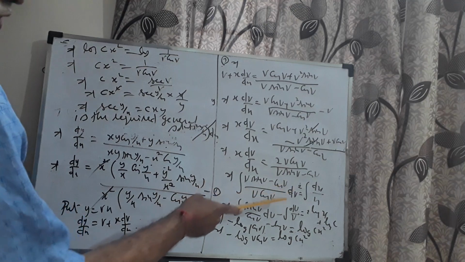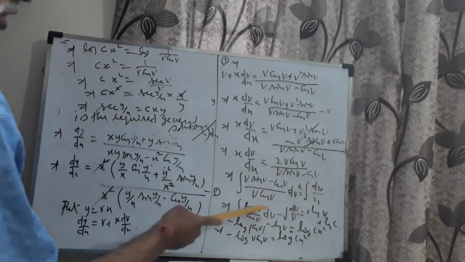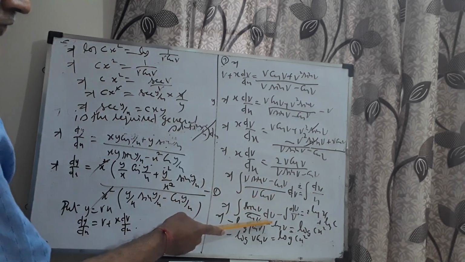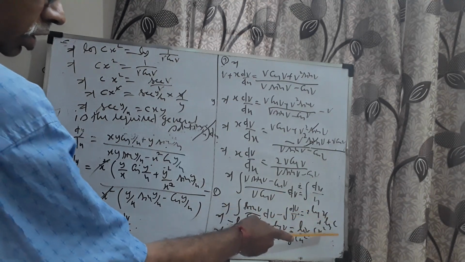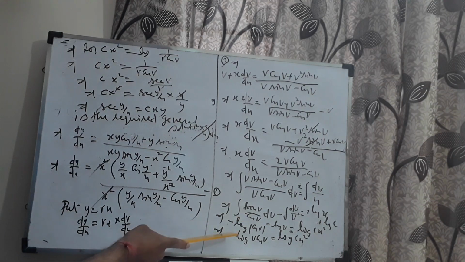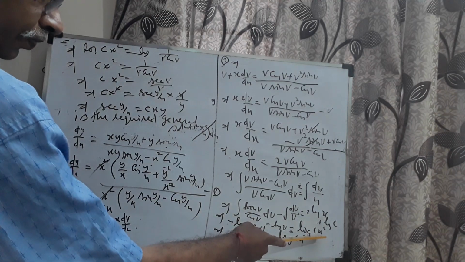Integral of (v sin v minus cos v) by (v cos v) dv is equal to twice the integral of dx by x. Dividing individually, here v gets cancelled. Integral of sin v by cos v dv minus, here cos v gets cancelled, integral dv by v is equal to 2 log x plus log c. Multiply 2 minus signs here. The derivative of cos will be there in the numerator. Minus log cos v minus log v is equal to log cx square.